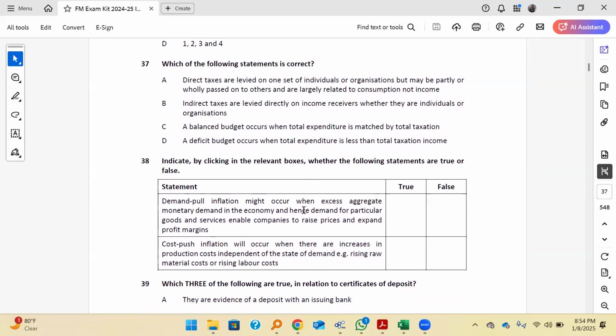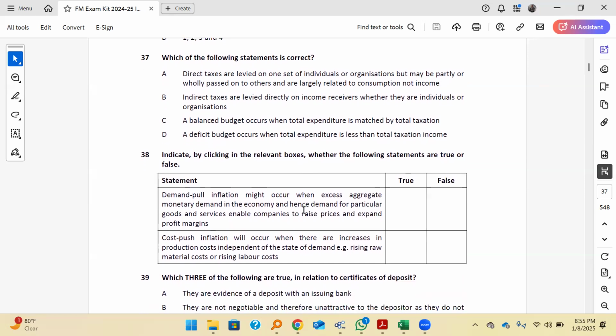Then the following statements is correct. Direct taxes are levied on one set of individuals or organizations, but may be partly or wholly passed on to others and are largely related to cash consumption, not income. So now this one is to do with taxes. So basically, we are looking at a little bit deeper in the fiscal policy.